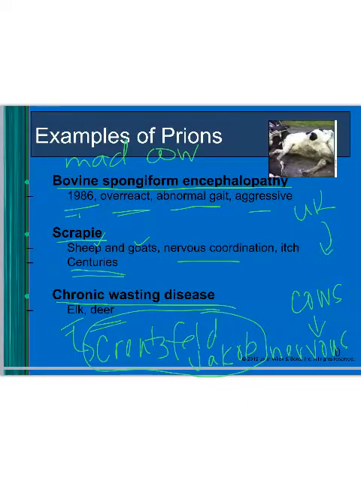There are rules about butchering deer and moving them from county to county or hunting region to hunting region. They don't want you to move the brain and the spinal cord to another area because they don't want the disease to spread that way.